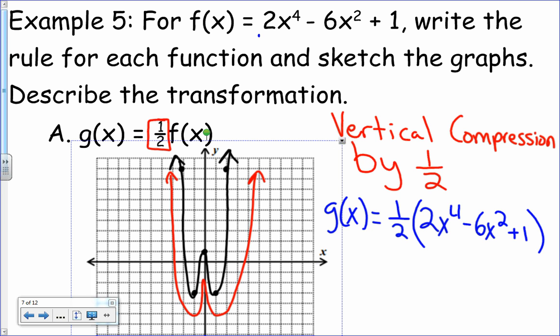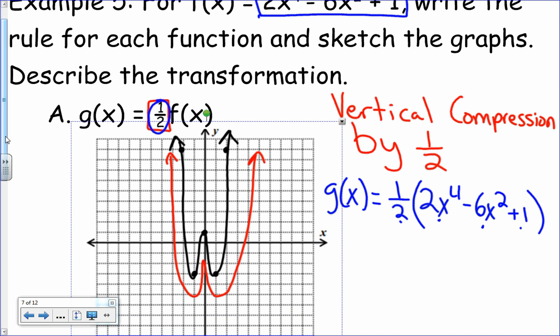I multiplied my entire f function by 1/2. My entire f function, which is 2x squared minus, 2x to the 4th minus 6x squared plus 1, was multiplied by 1/2. That's my new rule. That's what it says to do, correct? It says 1/2 times f of x. And that gave us a vertical compression. It's vertical because it's outside. It's compression because it's a fraction.